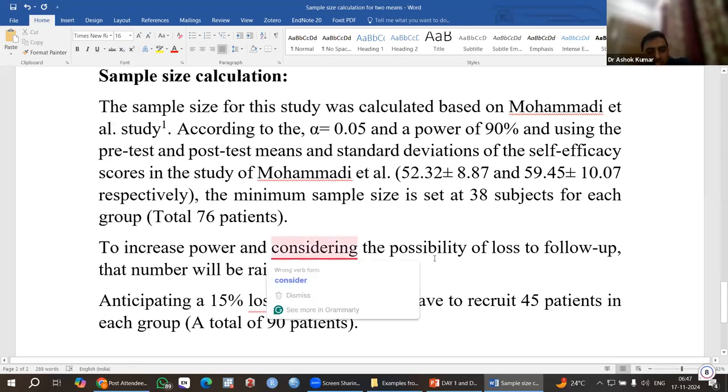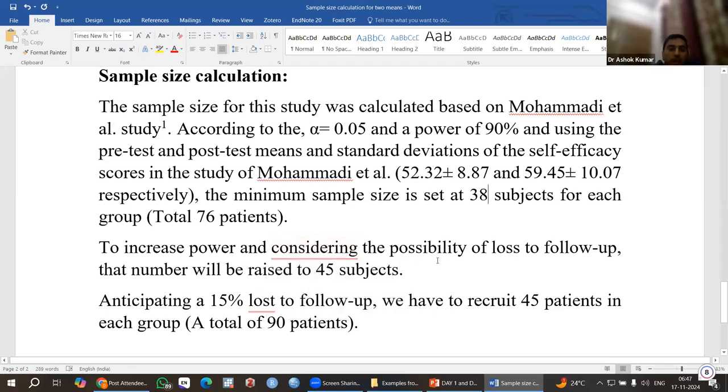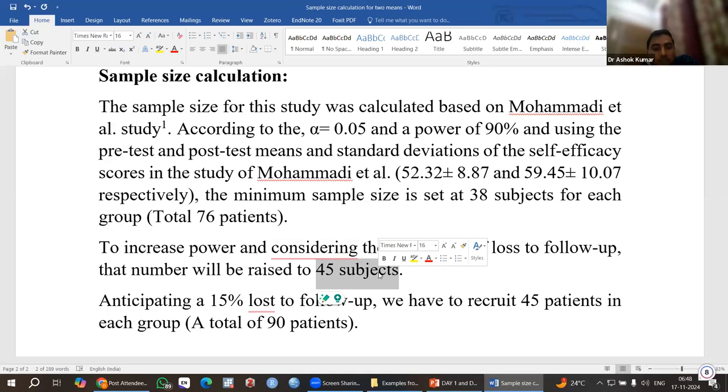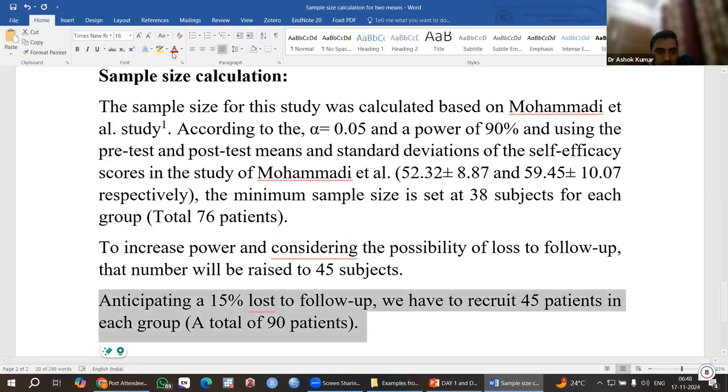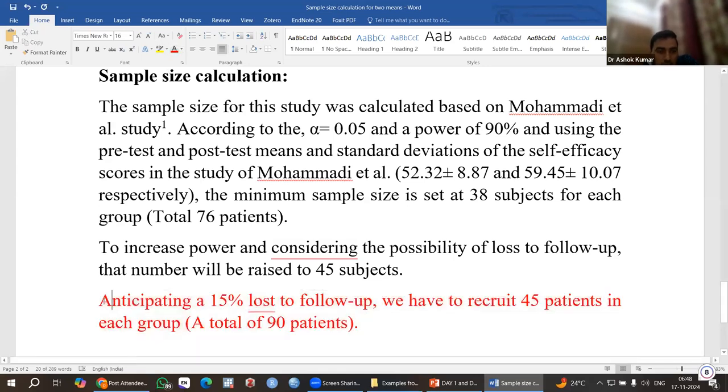To increase power, because when we increase sample size, the power of the study is also increasing. And considering the possibility of loss to follow-up, that number will be raised to 45 subjects in each group. In the study, the authors have taken 45 subjects in each group. But this calculation I did according to this, anticipating a 15% loss to follow-up. We have to recruit 45 patients in each group, a total of 90 patients.